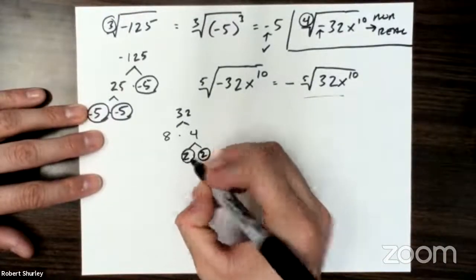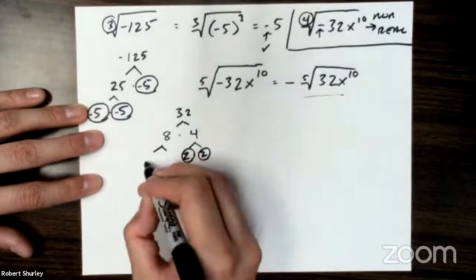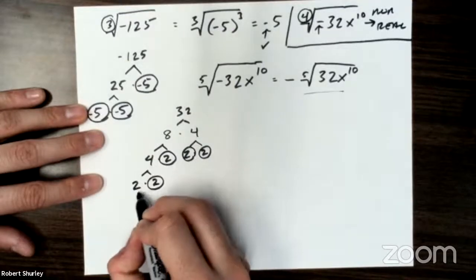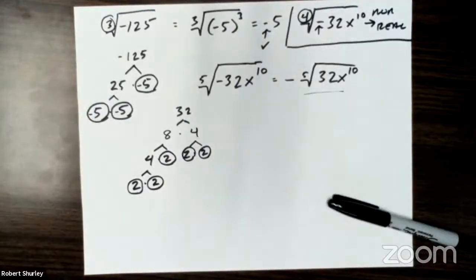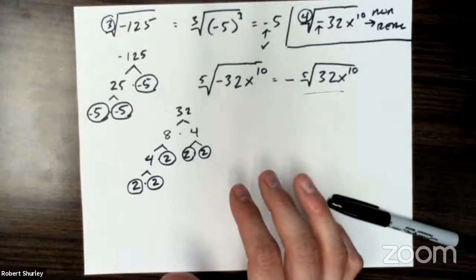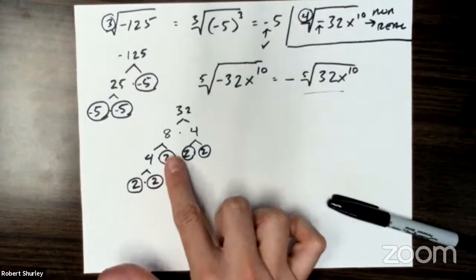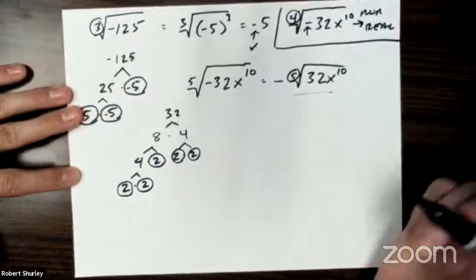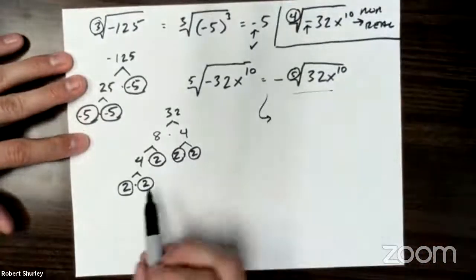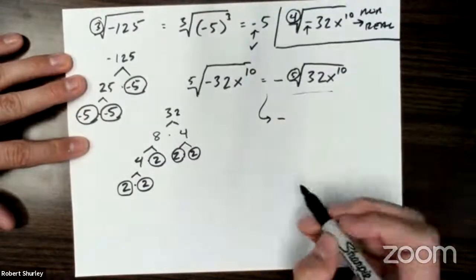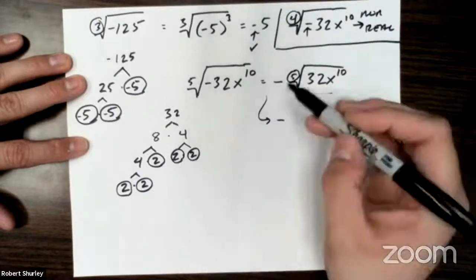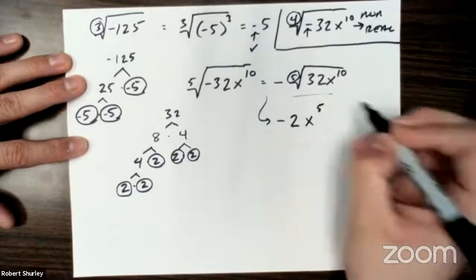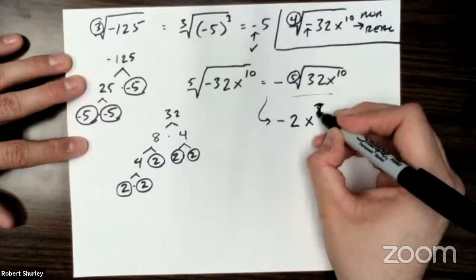4 is 2 times 2. Oh, there are 2 prime numbers. 8 we know is 4 times 2, and then 4 here is 2 times 2. Check that out. A whole bunch of 2's: 1, 2, 3, 4, 5. Perfect, because we're taking a fifth root, not a coincidence. So now remember, we've got the negative out here. We've got 5 twos, and we're taking the fifth root, so I can say that's negative 2. 5 goes into 10 5 times. Oh, no, gosh, not 5 times. 2 times.